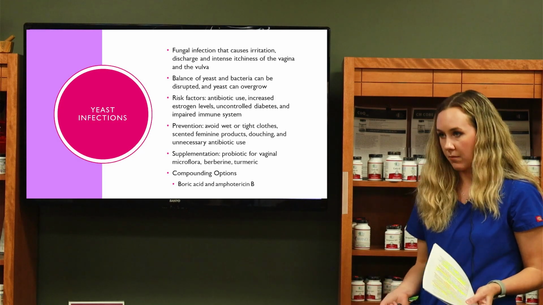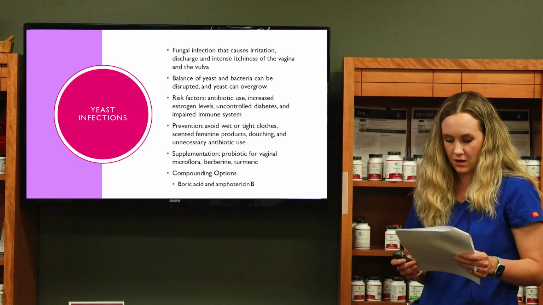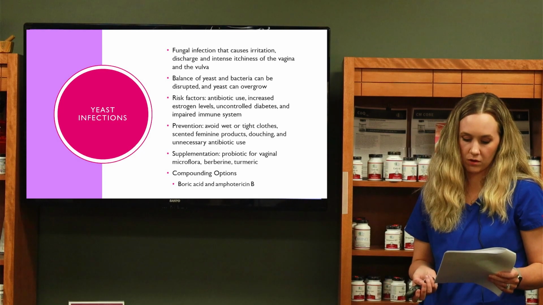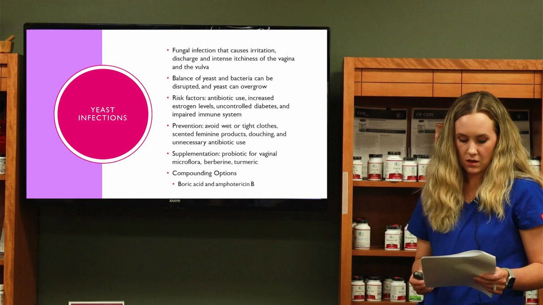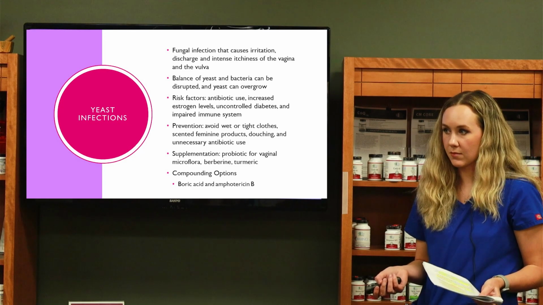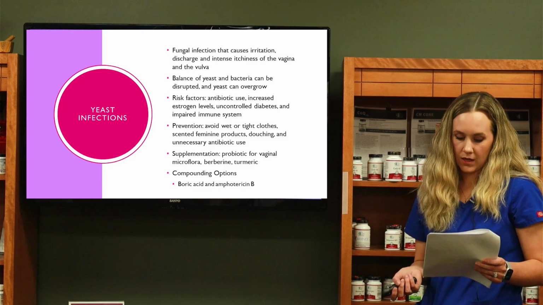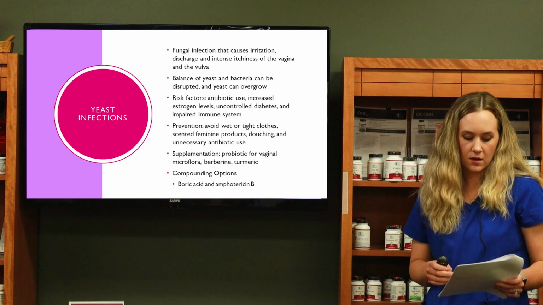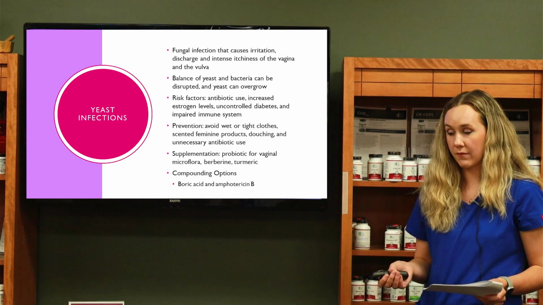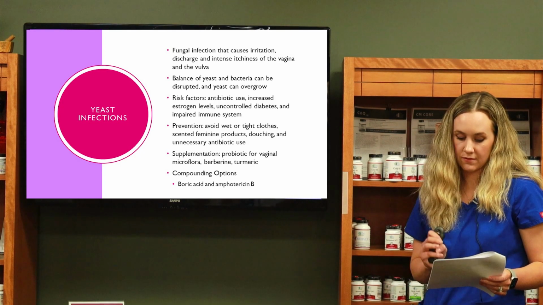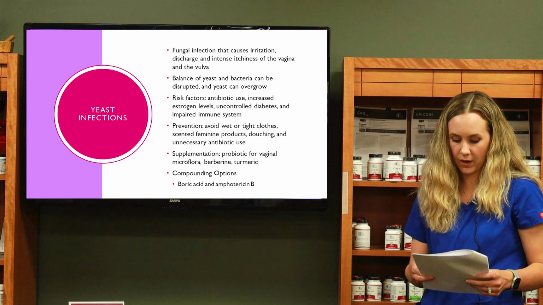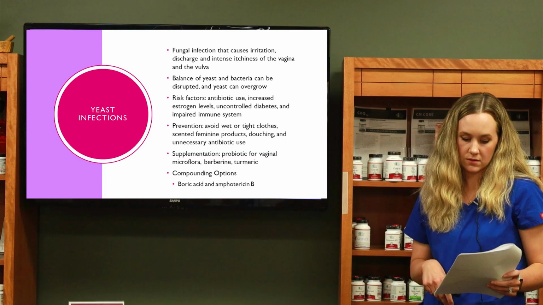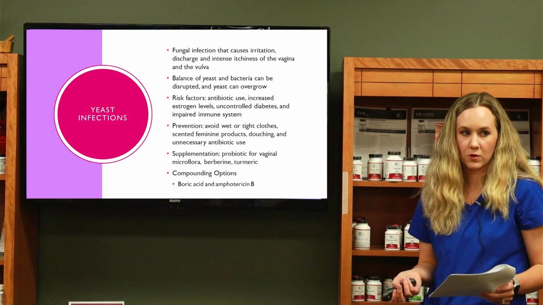And then we can of course compound for yeast infections. Like I mentioned before, boric acid is a good option because it has antifungal and antiseptic properties, and that can be made into a cream or a suppository. Another option, which is usually not one of the first things that providers will try, usually down the line, is called amphotericin B. This is a very strong antifungal agent that binds to the fungal cell membrane and leads to cell death of the fungus. That can also be made into a cream or a suppository.